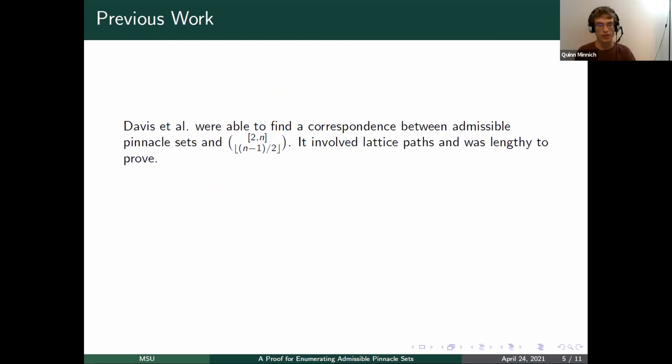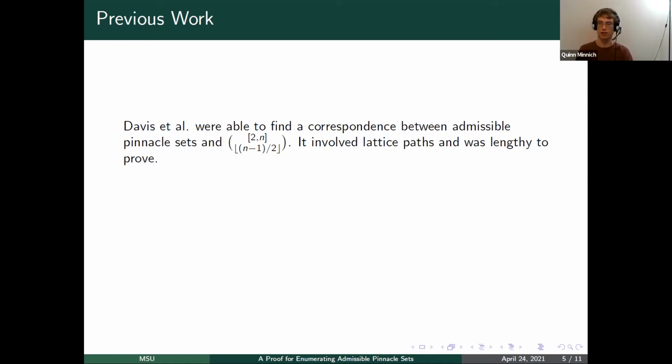So Davis et al. were able to find a correspondence between admissible pinnacle sets and subsets of this form, subsets of the integers 2 through n containing just about half of them. The bijection involved lattice paths. You would take your subset and those elements would be the down steps and you get a lattice path, and then you would label the steps, and certain steps that had certain properties would be marked. The marked ones, if you took their labels, formed an admissible pinnacle set for some reason. And you could go backwards. If you had an admissible pinnacle set, there was an algorithm you could follow that generated a lattice path. You read off the down steps, and that was your subset. So it was a bijection, and it worked, and it's nice, but it was rather lengthy to prove.